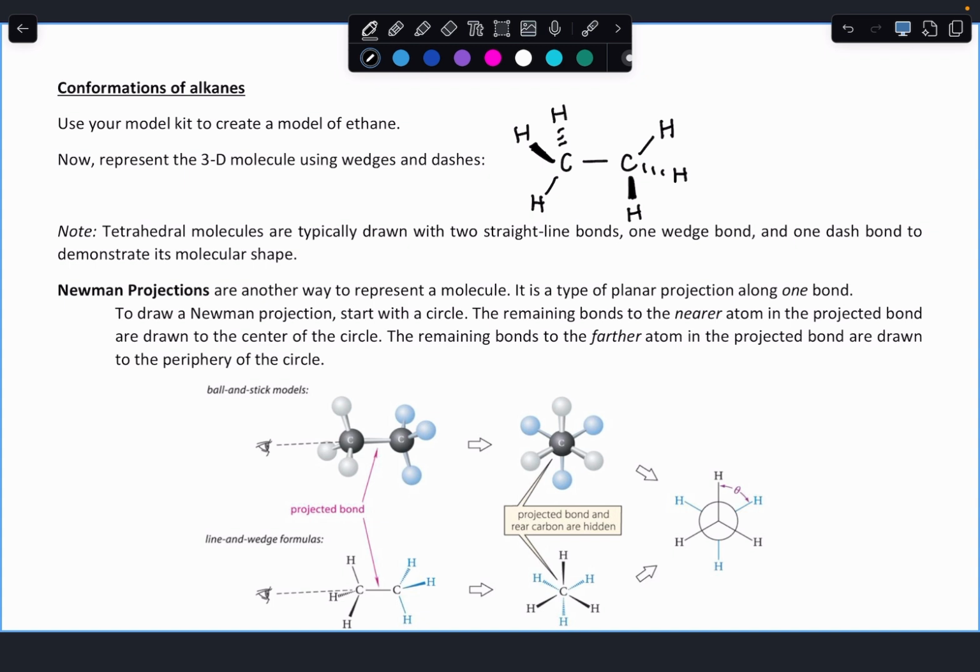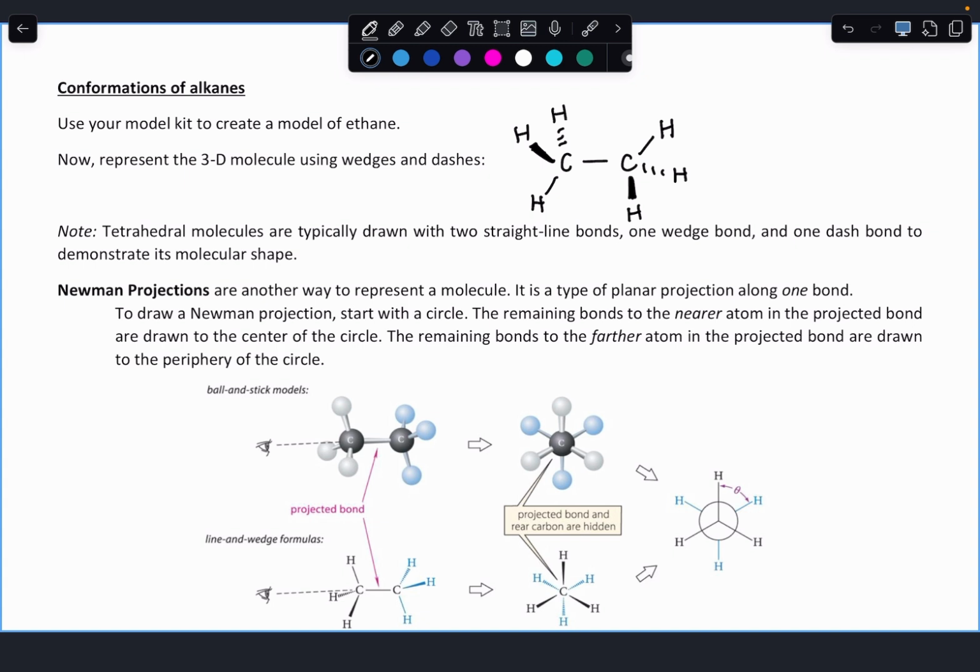So we can represent this molecule as a Newman projection, which is as if you take the molecule and look at it like this. So you're looking straight down the carbon-to-carbon bond. So that's what this is here. The carbon in front has a bond pointing up, down and to the right, down and to the left. The carbon in the back has a bond pointing down, up and to the left, and up and to the right. So that's what a Newman projection is.